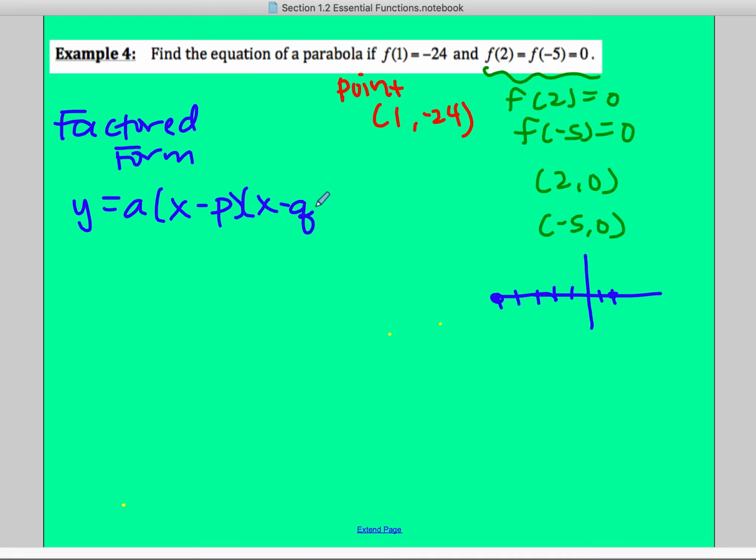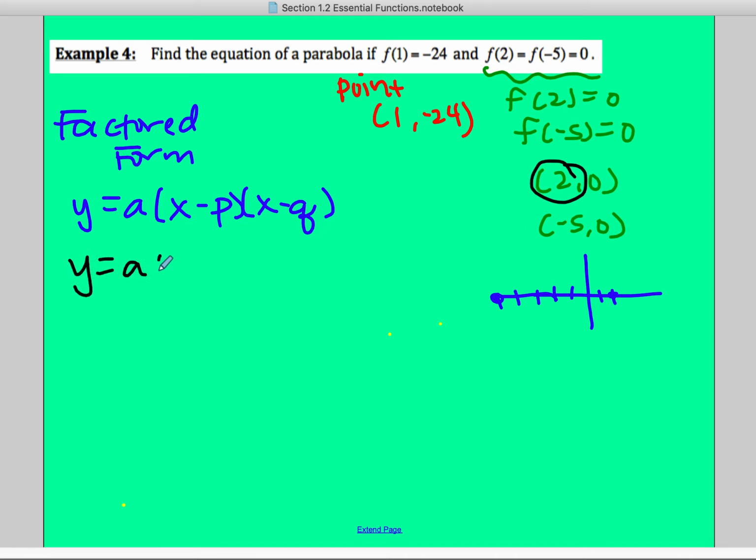I might write q first on the other one. Or did I use q and r? Though it doesn't matter. P and q are your zeros, whatever letters I used. These are your zeros. So what I would say to you is, in my factored form, what would I have had to get an answer of 2? It'd be x minus 2.